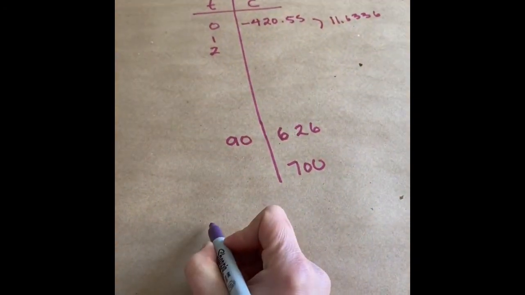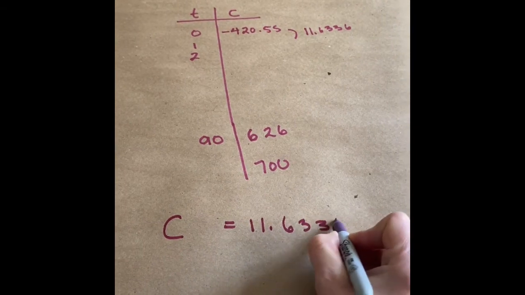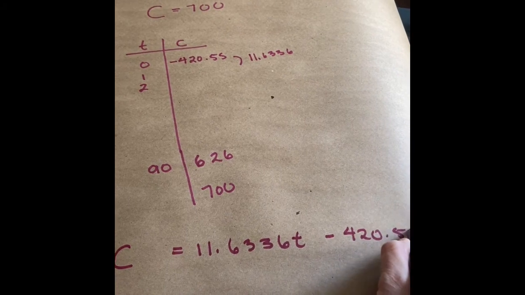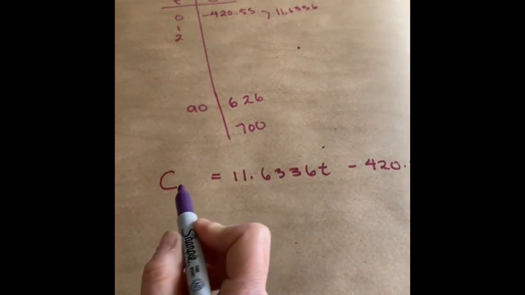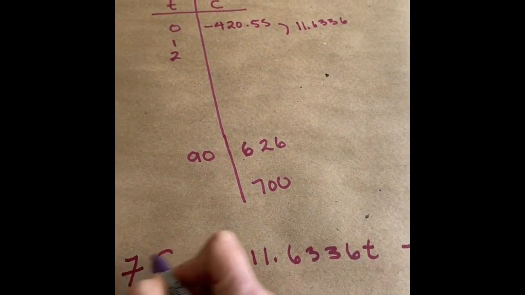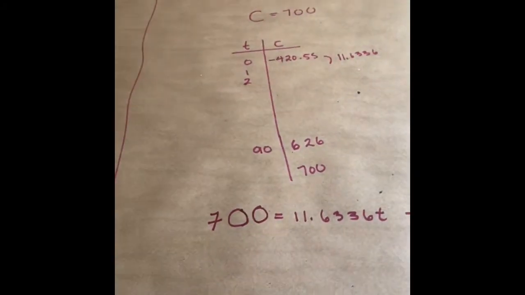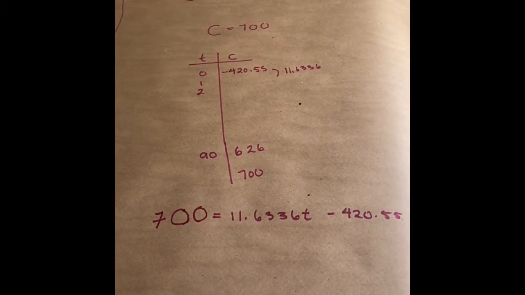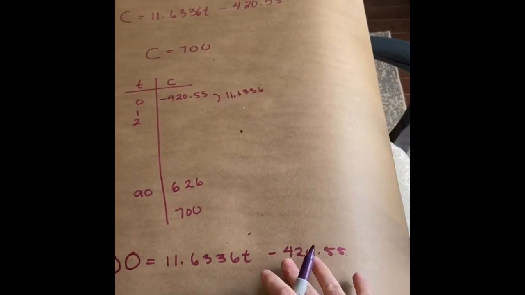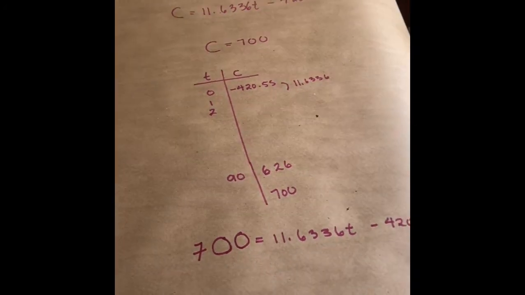So let's write down our equation. My customers equal to 11.6336 T minus 420.55. We know the customers are 700. So instead of putting a C there, I'm going to change my C into the number 700. Can I do this? Okay. And what I want to do is leave the T part by itself right now. And I want to move the part that doesn't have a T to the other side with the 700 because the 700 does not have a T either.